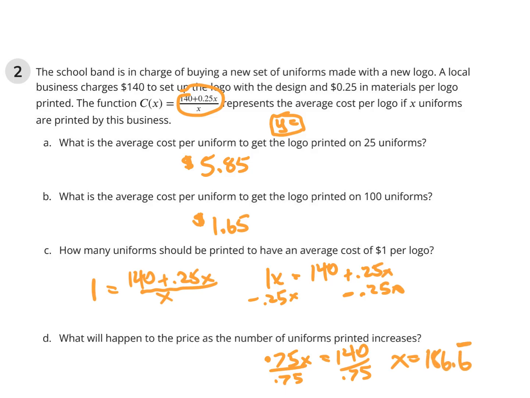186.6 repeating. That makes no sense. So we're going to say x is equal to 187. This is our answer. If we put 186, we're going to be just a slight hair over $1. If we put 187, we'll be a little bit under $1, but we would rather be under than over, because if we're over, we'll lose money. So 187 is the better number.